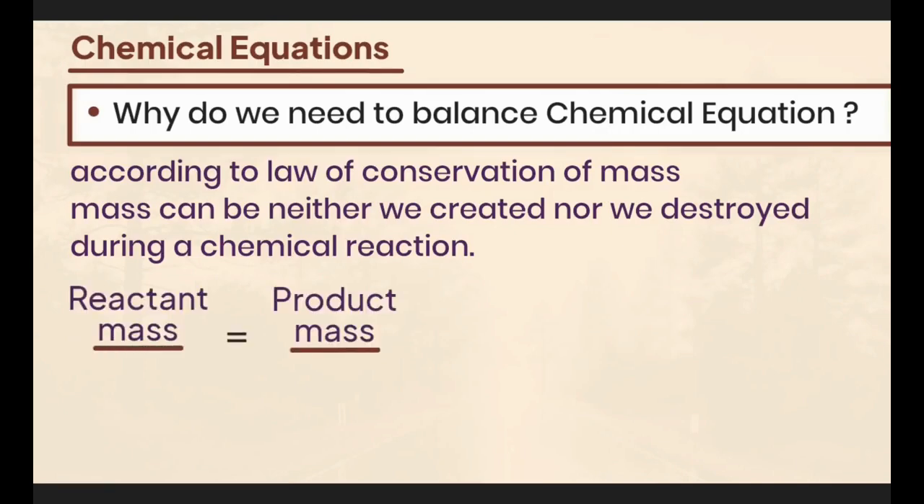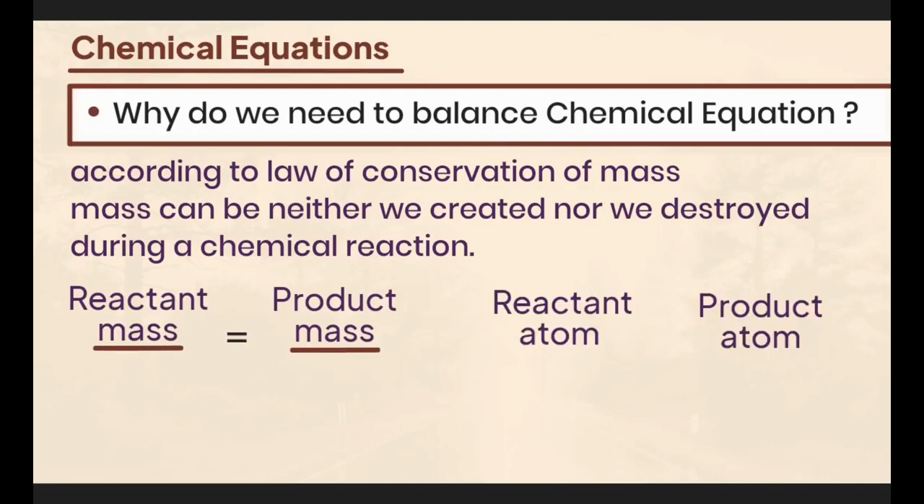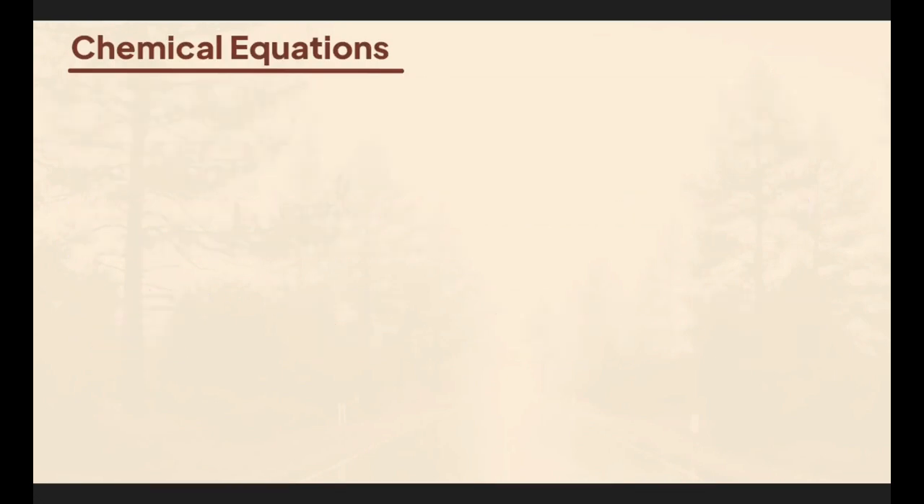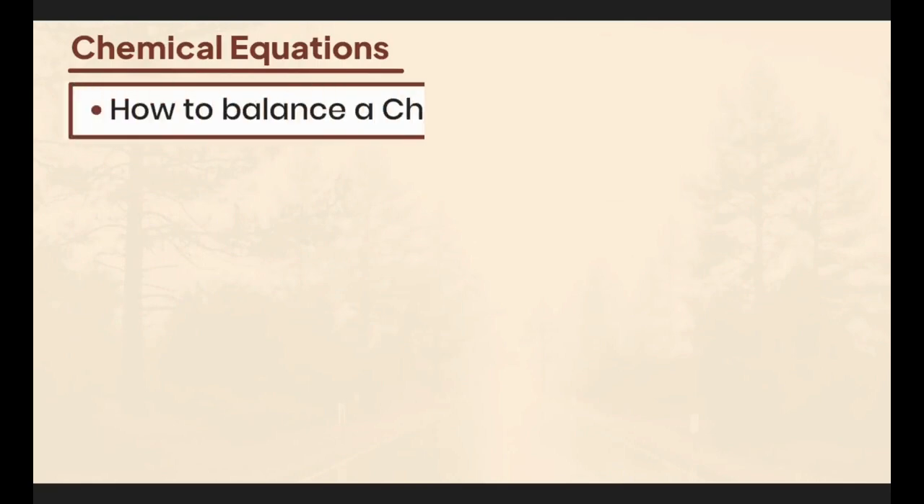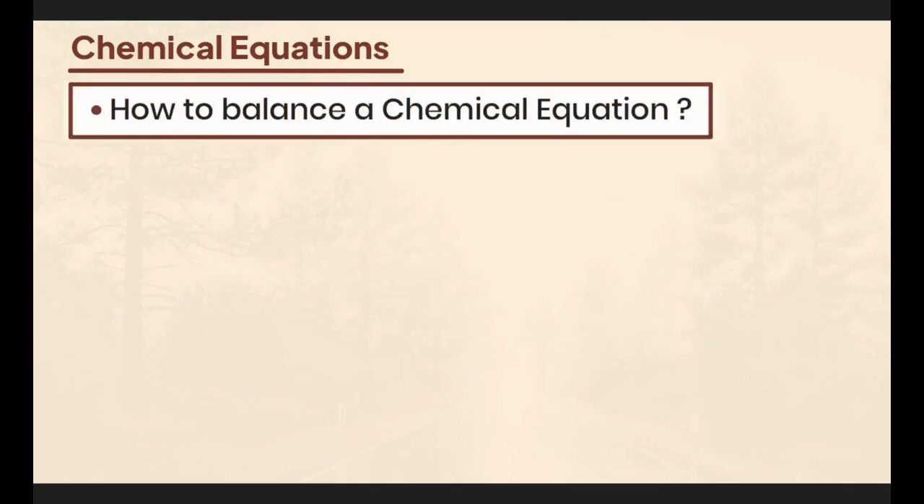So, the reactant mass and the product mass must be equal, and the reactant atoms and the product atoms must be equal. So, a balanced chemical equation means reactant mass equals product mass and reactant atoms equal product atoms. Next, we have to learn how to balance a chemical equation. We learned what the need for balancing is, and now we have to learn how to balance a chemical equation. This is an important topic.